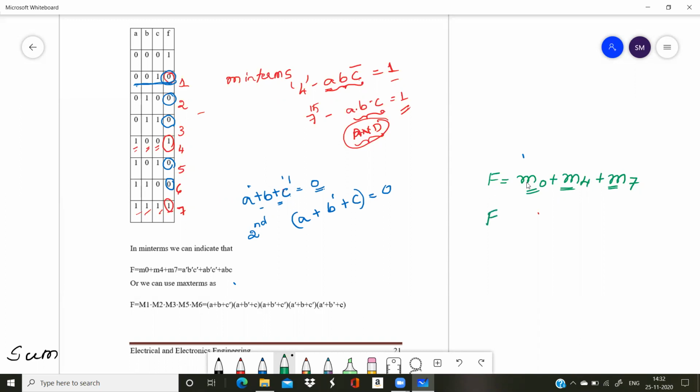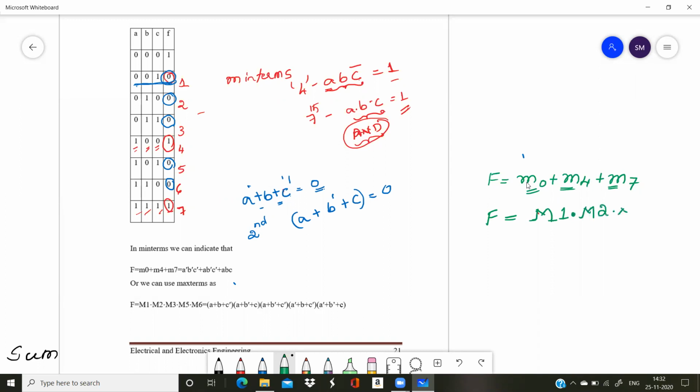To write the max term, we use the capital letter M. In the first row, we have the max term M1. Here we indicate it using the dot, M1 dot.